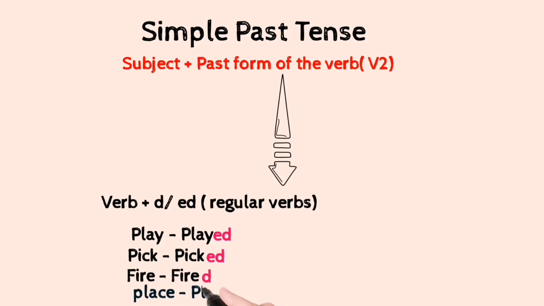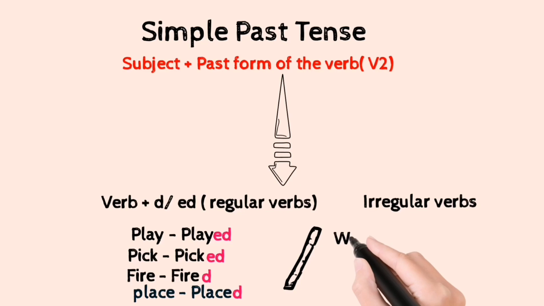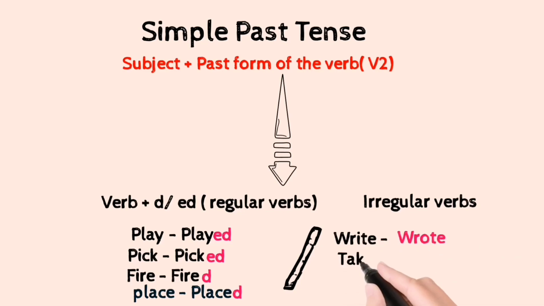Examples are played, picked, fired, and placed, whereas the past form of irregular verbs will be entirely different from the base form. Examples are wrought, took, sat, and broke.